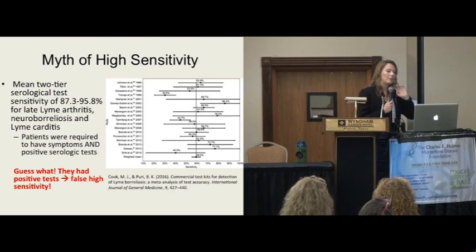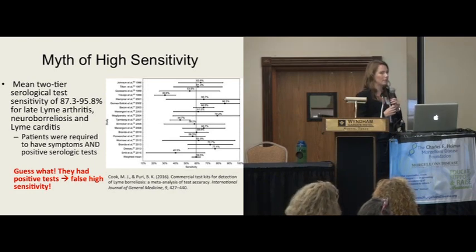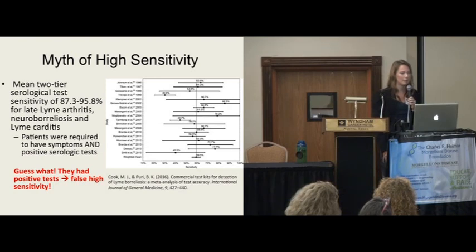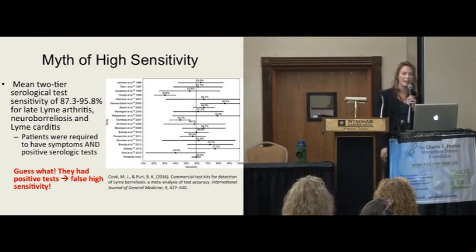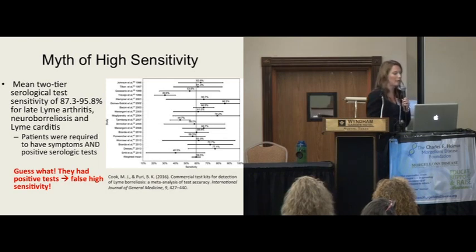I do want to point out that there is a myth of high sensitivity. A lot of the papers being published by CDC affiliates or IDSA affiliates say that the 2-tiered serologic testing sensitivity could be as high as 87 to 95% for late-stage Lyme arthritis and neuroborreliosis. So that goes against what we've learned thus far.